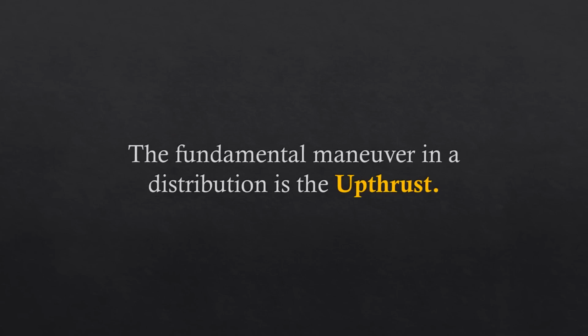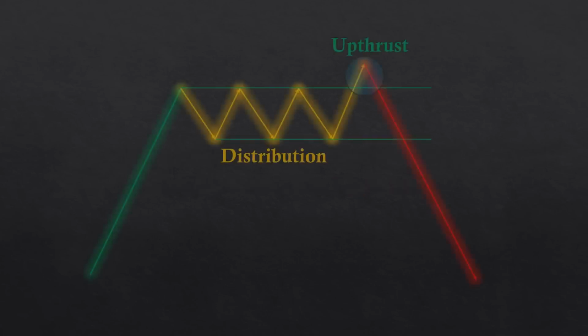The fundamental maneuver in a distribution process is the bull trap, which is denominated as upthrust in the Wyckoff terminology. The upthrust is characterized by a sharp movement to the upside, which breaks the upper limit or resistance of the distribution range. The motivation for this maneuver is threefold.